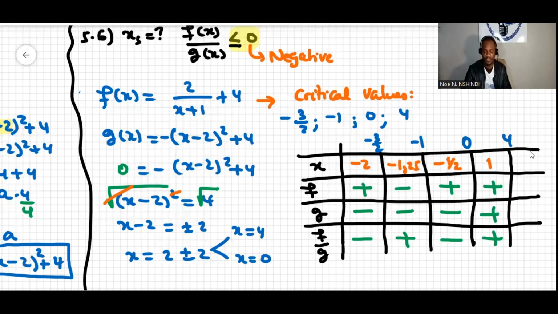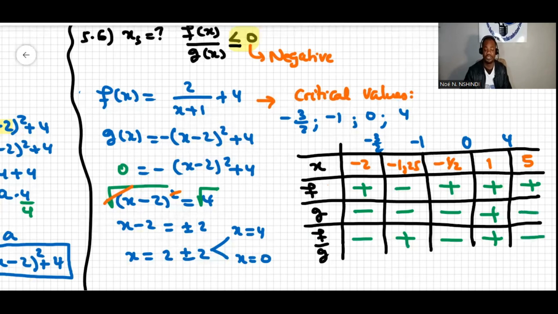Now in the interval after 4, if I pick any random number, like 5 for instance, f of x is going to be positive because all of them are positive. So 2 over 5 plus 6, plus 5 plus 1, and then plus 4, it's going to be positive. And then if I sub 5 over here, 5 minus 2 is 3, 3 to the power of 2 is 9, with the negative there makes -9 plus 4. That's negative. And then positive over negative makes negative.